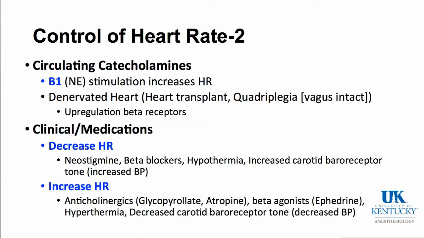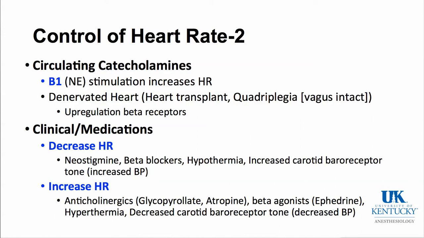However, vagal stimulation, i.e. via neostigmine administration or atropine vagolytic administration, should have little effect on that heart. The quadriplegic patient who has a high spinal cord lesion can lose the thoracic input but still have the vagus intact and be at risk for bradycardic episodes.